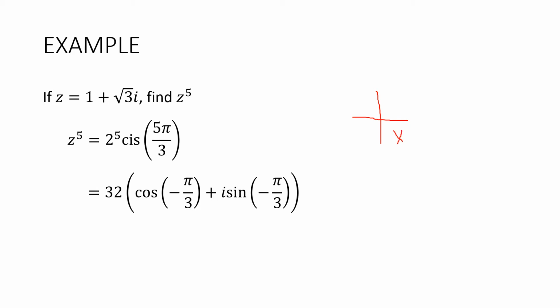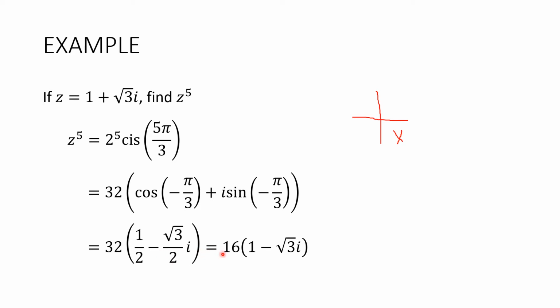So cos is positive, sine is negative. And they're both going to be equivalent in value to cos pi on 3 or sine pi on 3. All right, let's work this out. So cos of negative pi on 3 is the same as cos of pi on 3, which is a half. Sine of negative pi on 3 is the same as negative sine of pi on 3, which is negative root 3 on 2. Substituting that in, and then tidying it up, I get 16 outside of 1 minus root 3i.